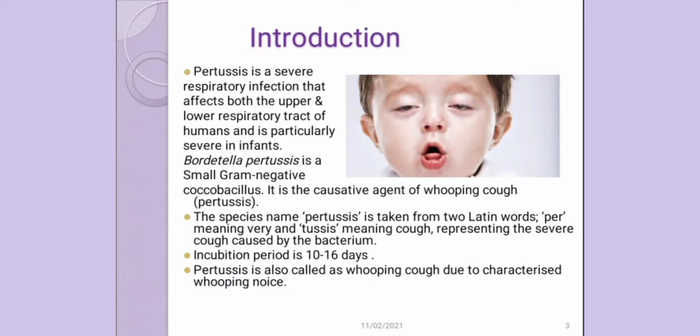The incubation period. Now what is the incubation period? It is the time gap between the entry of the pathogen and development of symptoms. It is 10 to 16 days for this disease. Due to persistent coughing, the air inside the lungs is reduced considerably, and whenever the child breathes, the air comes into the lungs very rapidly, which creates a whooping noise, which gives pertussis its other name, the whooping cough.